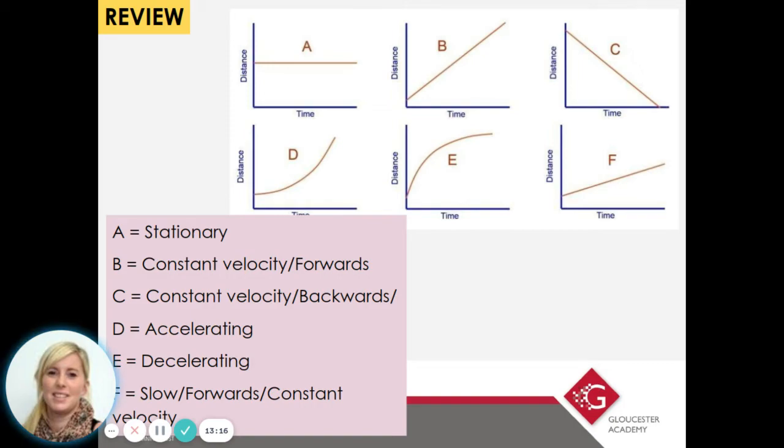D is accelerating. So it's getting faster at the end compared to the beginning because it's getting steeper and steeper. E is decelerating. So it's starting to level off and slow down. And then the last one, F, is slow. It's also moving forwards because the line's going up, and because it's a diagonal line, it's a constant velocity. What you could do with these is draw these on revision cards, something like, what does this graph show? And draw the graph. And then on the back, you could have what you needed to say.